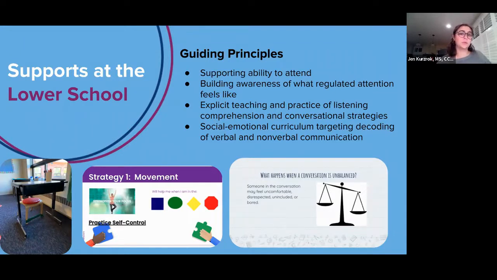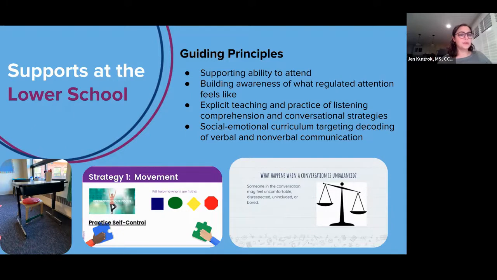That can be things like Zones of Regulation, which is a fairly common curriculum to use with students, that teaches sort of what it feels like physiologically when we're having different levels of attention or emotional state, and then strategies to help you get into what we call the green zone, which is ready to learn, ready to attend.